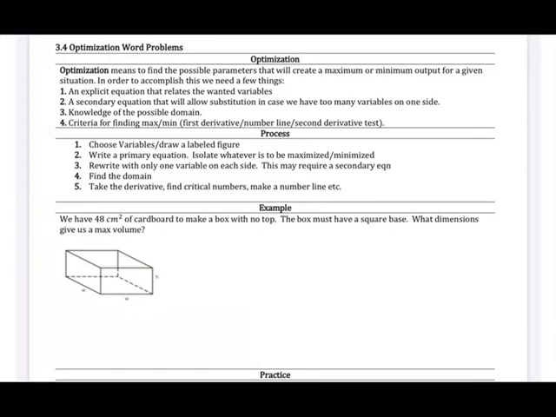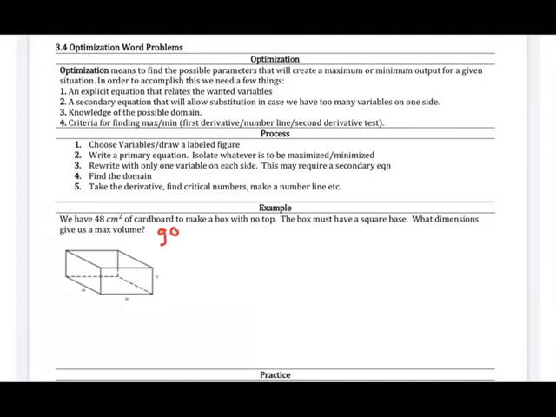Okay, for this first example, we have 48 square centimeters of cardboard, and we're going to make a box that has no top. The box must have a square base, which you can see in the picture. Both of the base lengths are W. What dimensions would give us a maximum volume? So this problem doesn't seem like it has a lot of information, but let's dissect what's here.